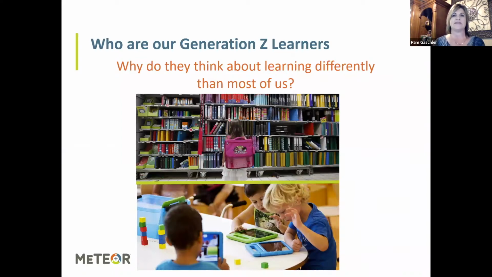Well, I'd like to give you a second to think and jot. Think about what you know about this generation that's sitting in our classrooms today, and why do you think they learn differently than most of us? I'll give you 30 seconds to make at least 2 little notes on why you think this generation learns differently.